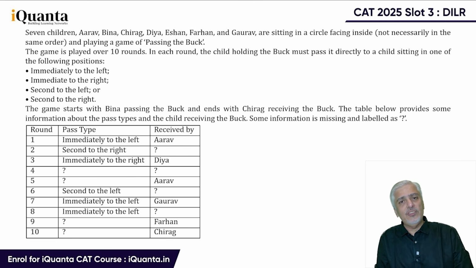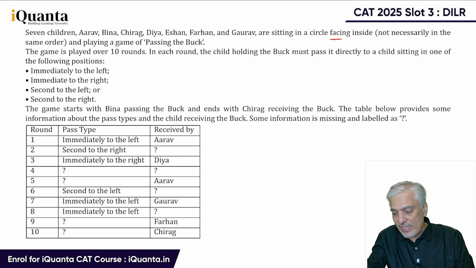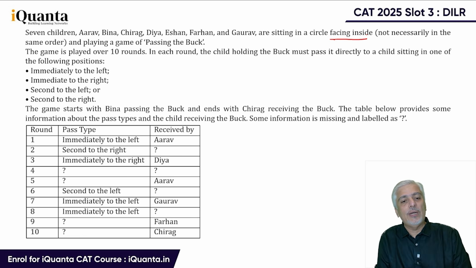Now, when I look at the first set, what have they mentioned over here? They've told us there are 7 children, A, B, C, D, E, F, G, sitting in a circle, all of them facing inside, not necessarily in the order. So at least one good part is that they are all facing inside. So that's the good part over here.